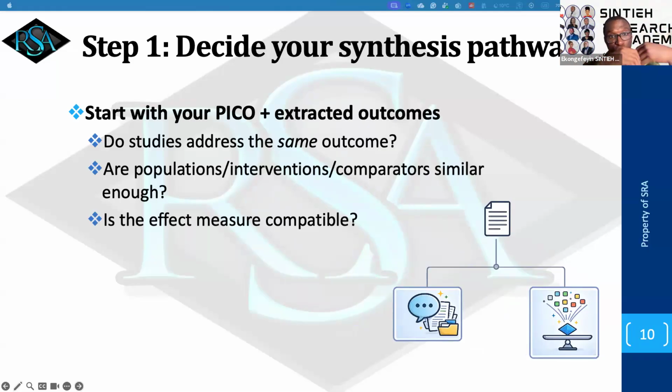Now, are the populations, interventions and comparators, so that's your PICO, similar? Basically, can you compare those populations? Are we looking at adults? Are we looking at children? Are we looking at both adults and children? Things like that. Are we looking at hospitals only? Are we looking at community data? That's what you need to see.